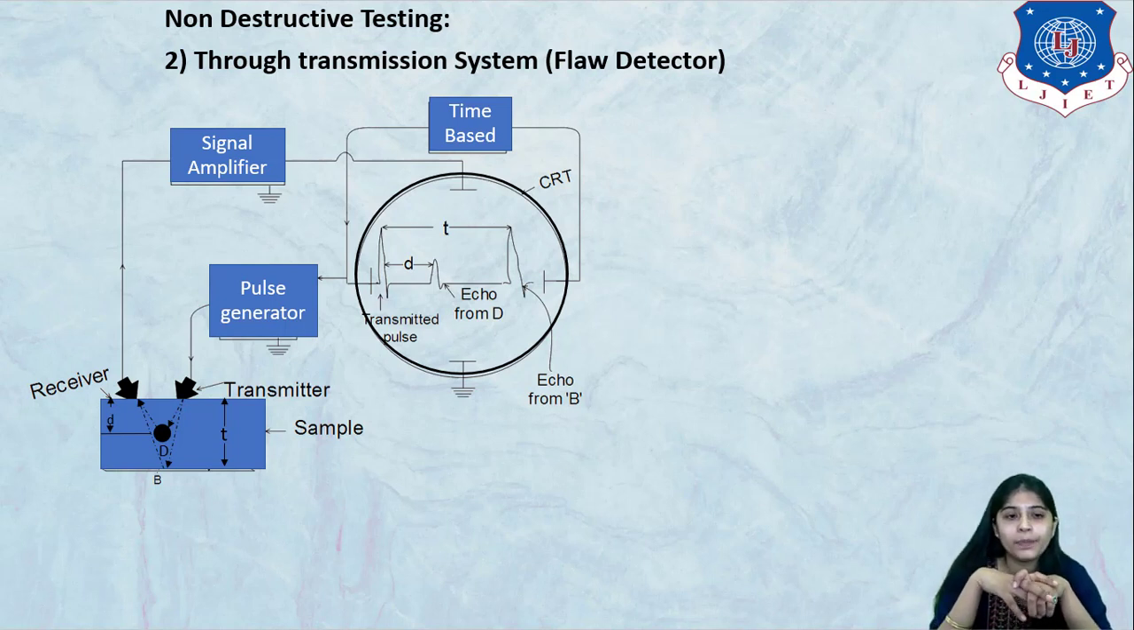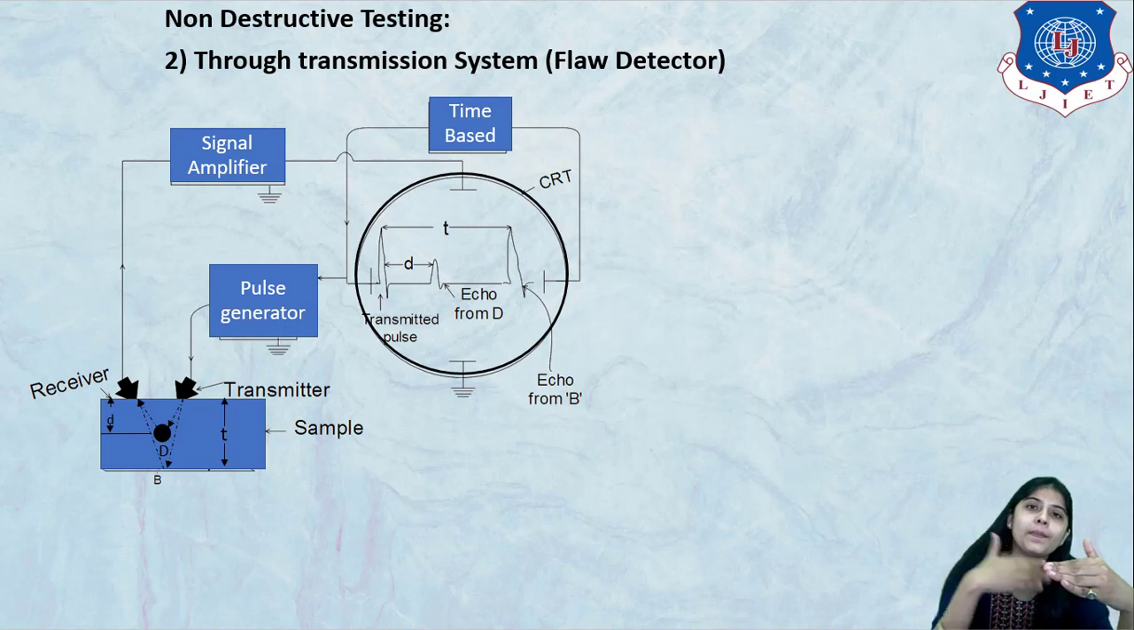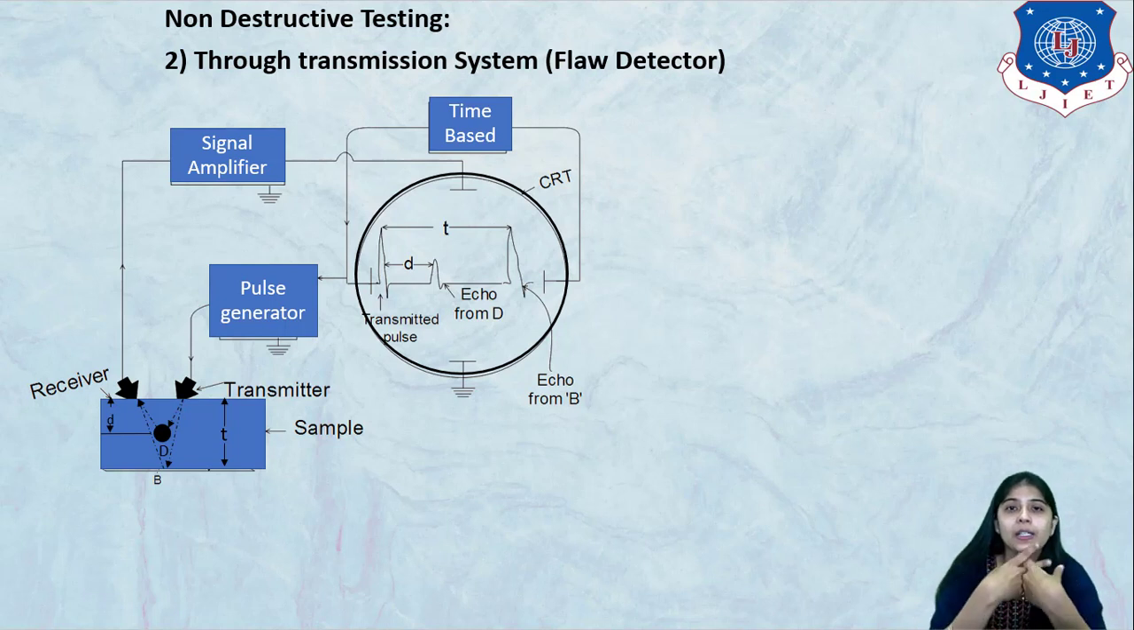Then you can see there is a small black dot in the blue sample, and capital D is there, which denotes the defect. Okay. So if there is no defect, then the ultrasonic wave will be reflected from the back surface of the sample, and if there is a defect, then the ultrasonic wave will be reflected from the defect itself. Both these reflected waves are received by the receiver. Then this output signal is amplified using the signal amplifier, and then it is sent to the CRO.